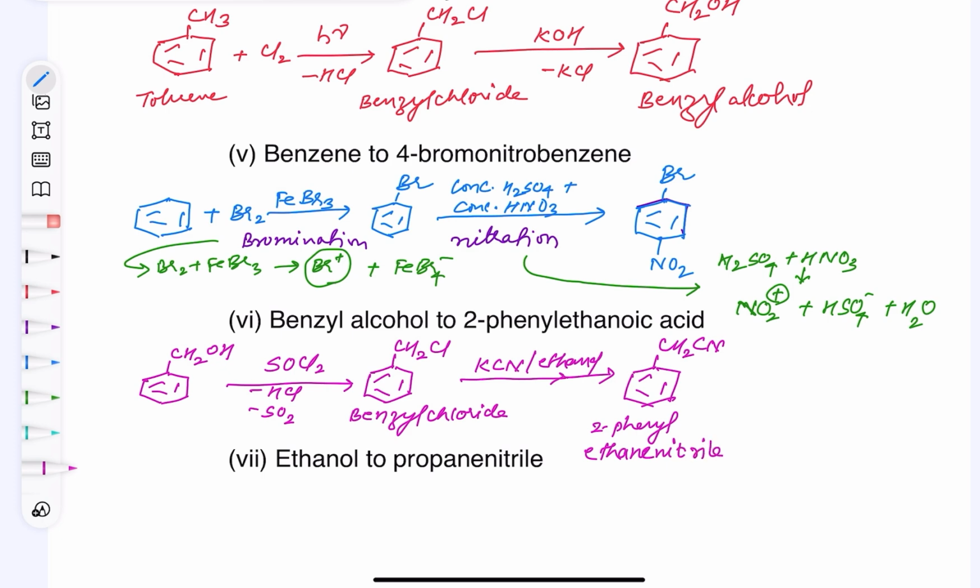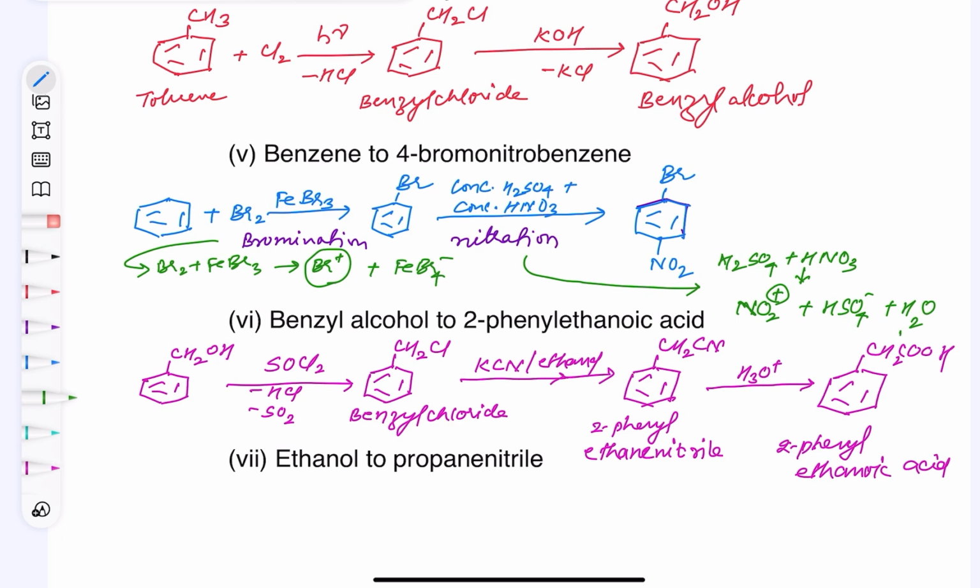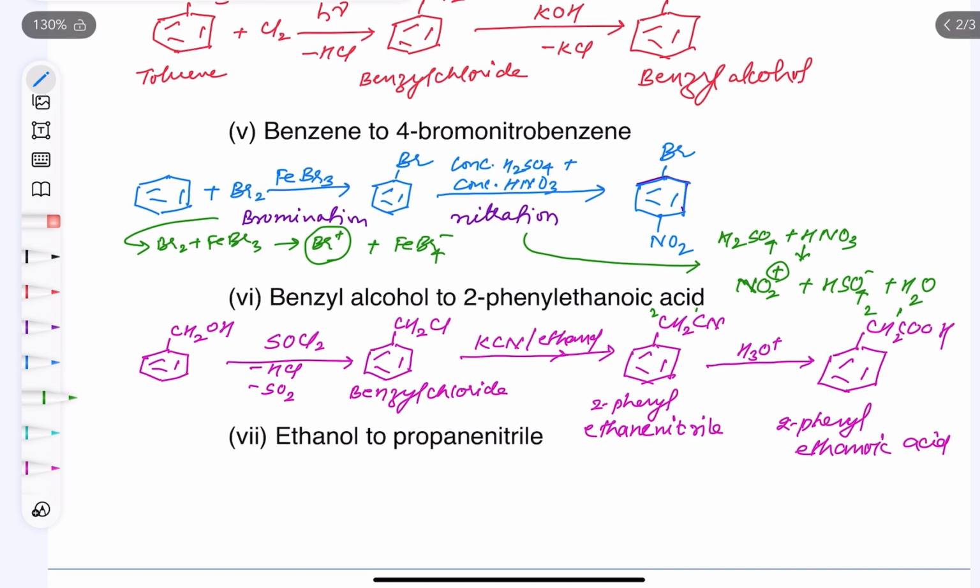Now this is further made to undergo hydrolysis. So you will get back over benzene CH2COOH. This is your 2-phenyl ethanoic acid, the product which we were in need of. Here it is actually 1 and 2, so you say 2-phenyl ethanoic acid. Same way here it is 1, 2, so 2-phenyl ethane nitrile. So that was your 6th conversion.